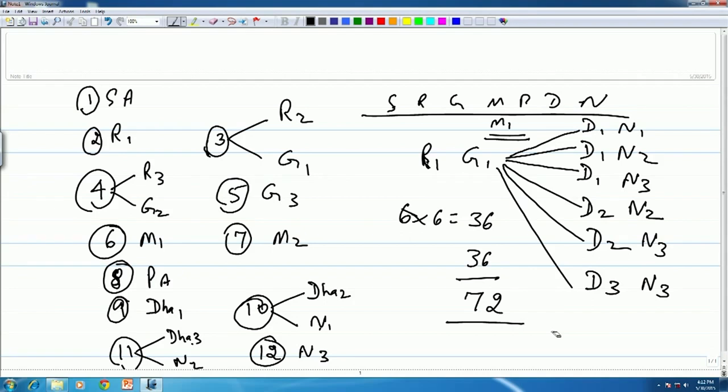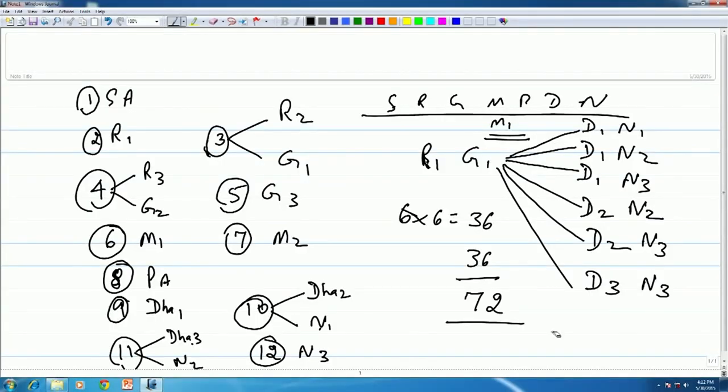The interesting thing about the 72 Melakarta system is there are many interesting things about it, but one of them is that this combination, sa ri ga, would not have been possible except for this schema. It is not to say that we didn't have ragas which had such swaras.